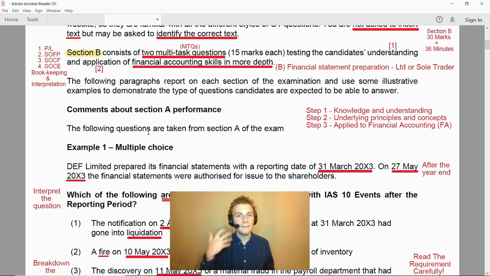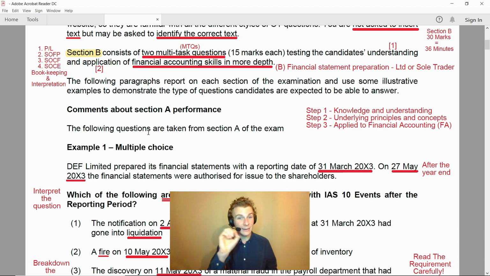Well, we've actually got MTQs on this, as the external examiners refer to it, or multitask questions. And get down those notes on the side, because it generally consists of, for section B, the profit and loss, so the income statement, statement of financial position, also known as the balance sheet, statement of cash flows, statement of changes in equity, bookkeeping, and interpretation. So a bit of ratios in there as well.